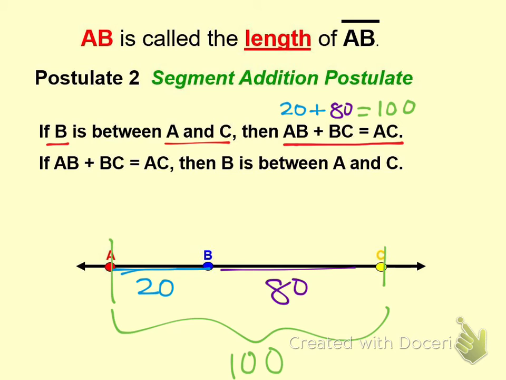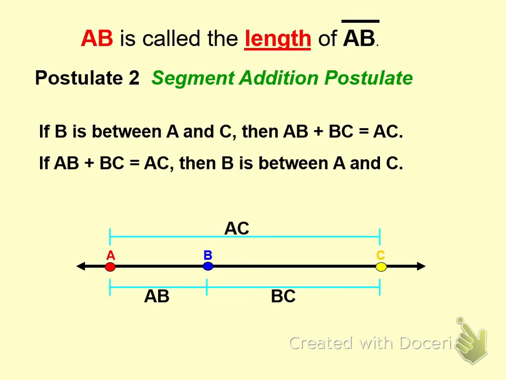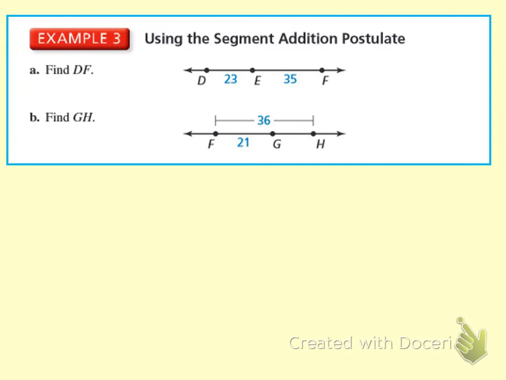That is the segment addition postulate. Are we all okay with it? Wonderful news. It's just going to show you in other terms. Here's AC. It is the length of AB plus the length of BC combined. Brings us to our two examples.